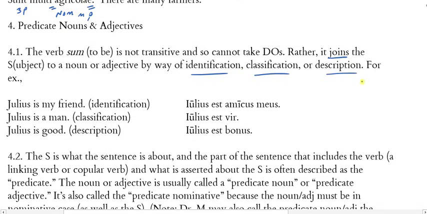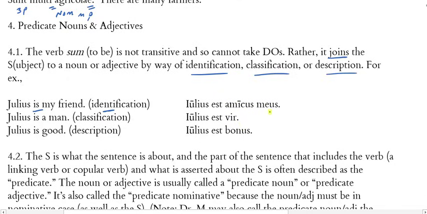And let me give you an example of each of these. Let's say I want to say something about Julius. I could say Julius is my friend. Here I'm using the copular verb is, in Latin that's going to be a form of sum. Okay, Julius is my friend. And what I'm doing is I'm making an assertion about Julius's identity. I'm drawing an identity relationship between the noun Julius and the noun phrase my friend. Julius and my friend are one and the same. They refer to the same person or entity.